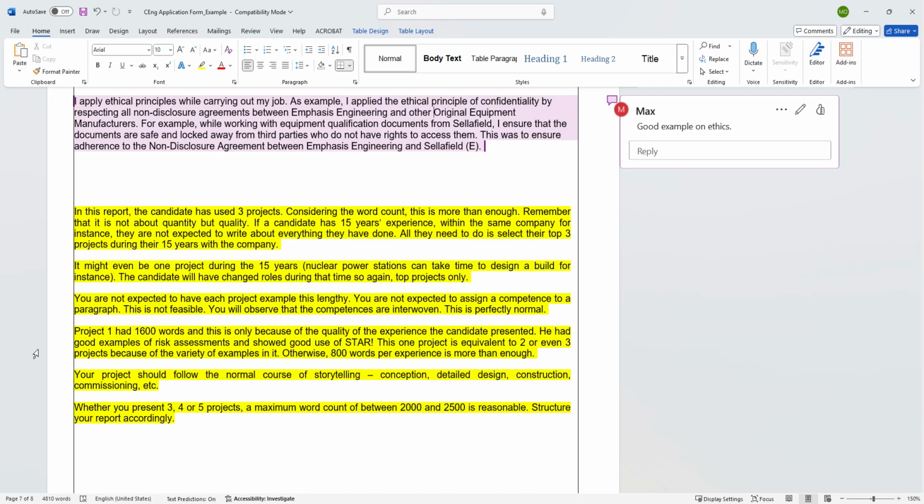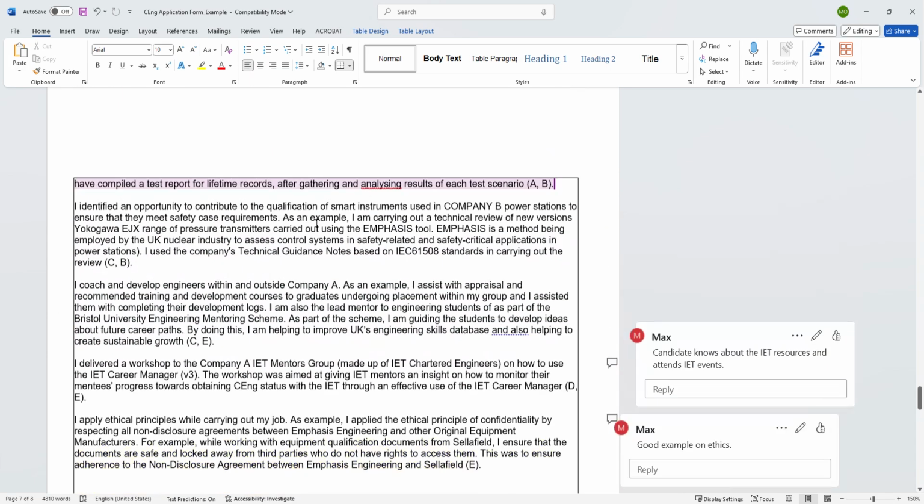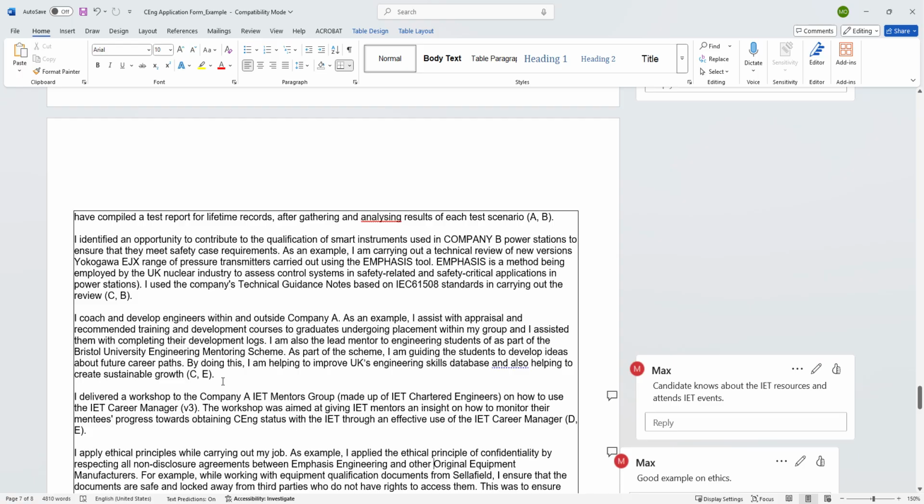So that's what we're saying. You are not expected to assign a competence to a paragraph. That's not feasible. You would observe that the competencies are interwoven. You could have one paragraph that has competence A, B, and even E. We've seen so many examples of that. So do not think you need to put one competence in each paragraph.